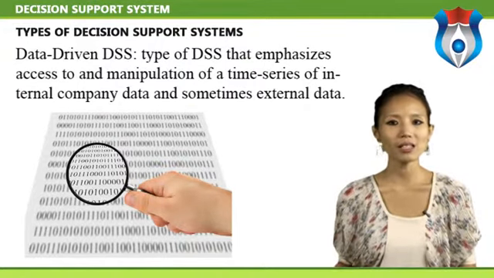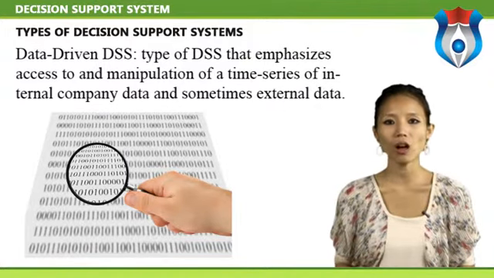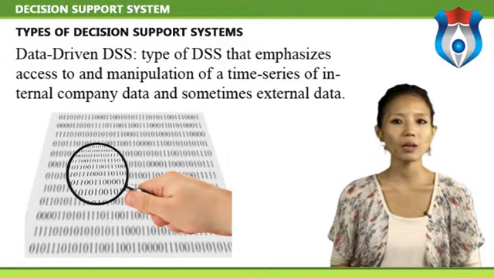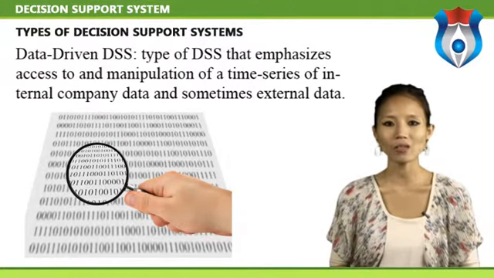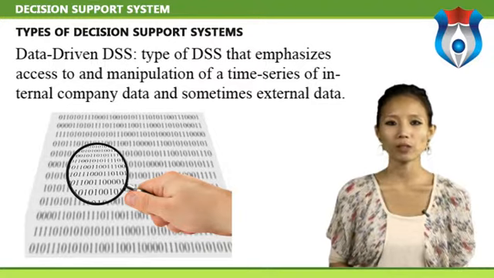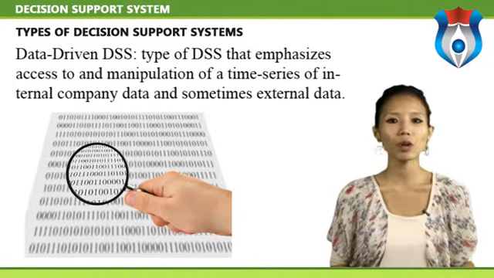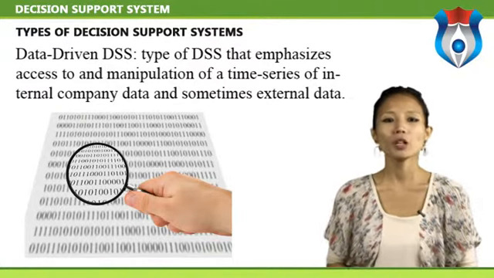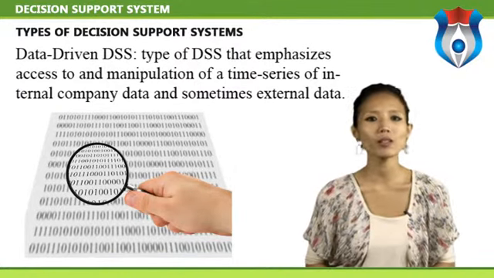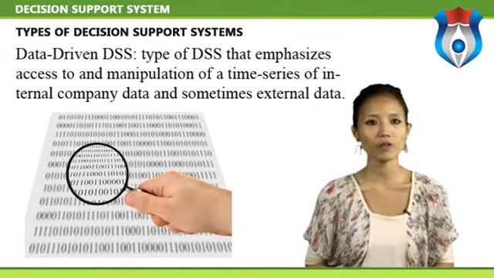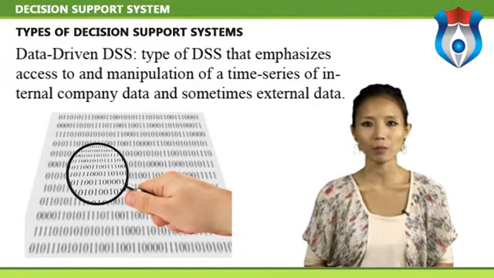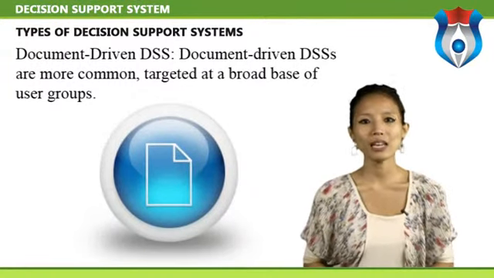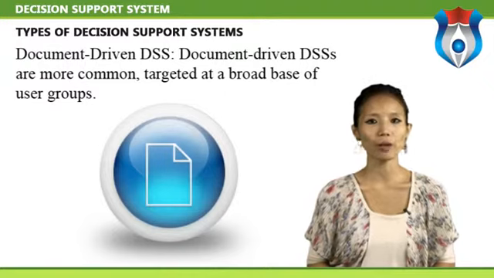Most data-driven DSS are targeted at managers, staff, and also product or service suppliers. It is used to query a database or data warehouse to seek specific answers for specific purposes. It is deployed via a mainframe system, client or server link, or via the web. For example, computer-based databases that have a query system to check, including the incorporation of data to add value to existing databases. Document-driven DSS. Document-driven DSS are more common, targeted at a broad base of user groups.